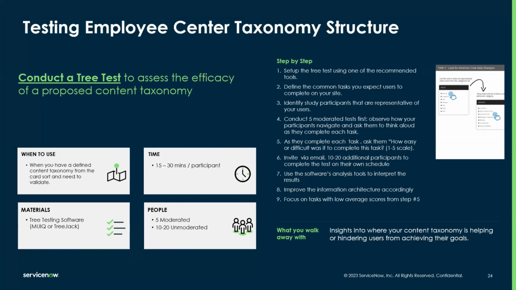And the one that we recommend is basically doing a tree test. We have heard from customers who do a card sorting exercise to get to a taxonomy structure that makes sense. Once you do that card sorting exercise, your next step is to do a tree test. And the tree test is essentially validating that people are able to get to the right content following the tree structure that you have created for them. And there are a lot of tools available for it. MUIQ and TreeJack are among those.